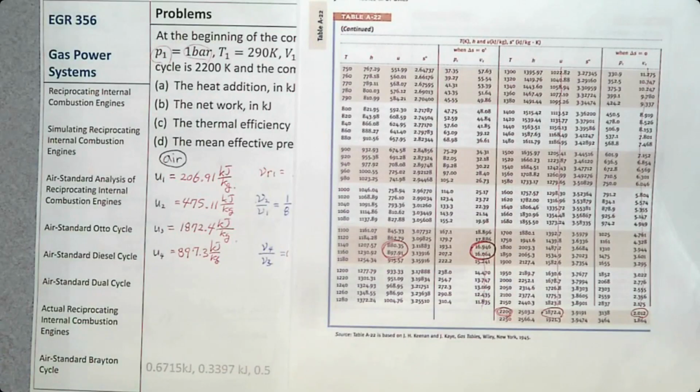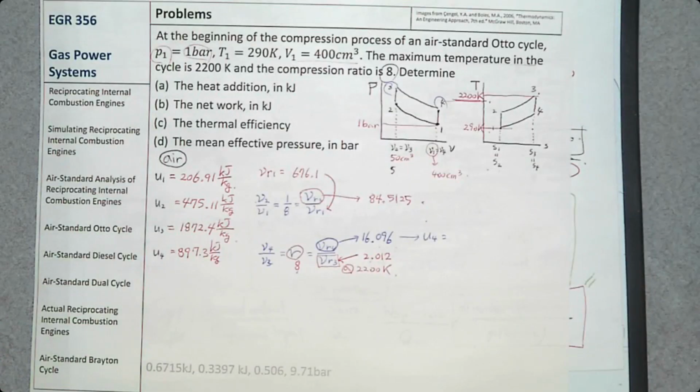Of course, this table A22 is going to be provided in the final exam. So once you got here, then it's almost done.